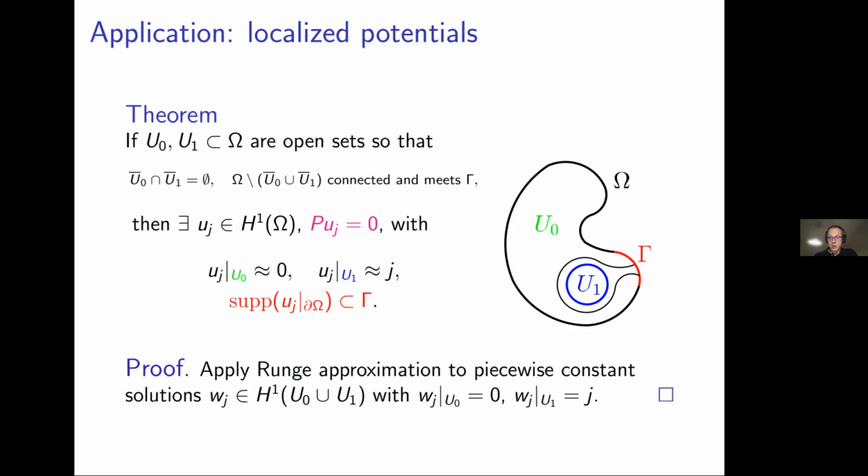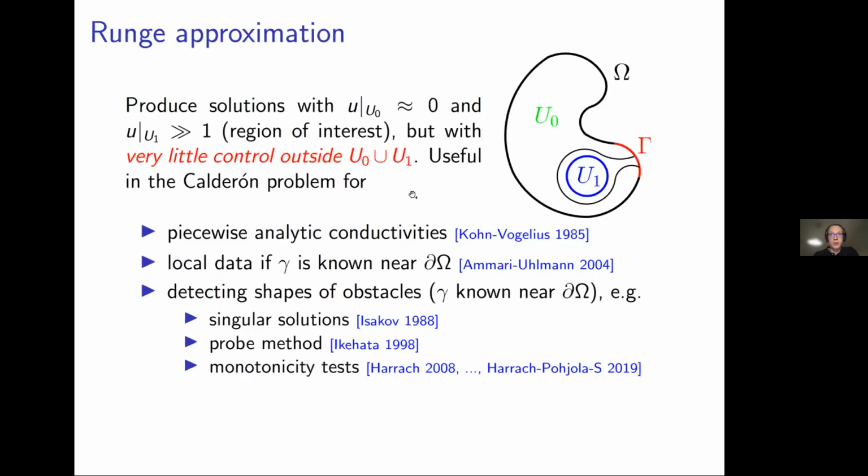Okay, so just to recap, by using the Runge approximation, you can produce solutions which are almost 0 in a very large set and whose energy somehow concentrates in some region of interest U1. So you could think that you might be able to use these solutions to get some information from the interior. But there's a catch. You have the complement of U0 union U1, this small set here, and you actually don't have much control of this solution in this small set. So it could be very bad or very, very large in this complement.